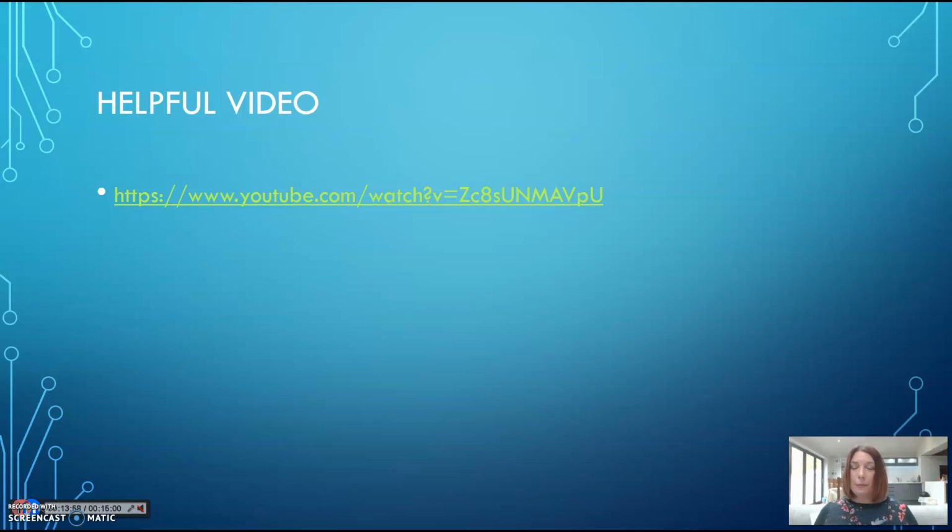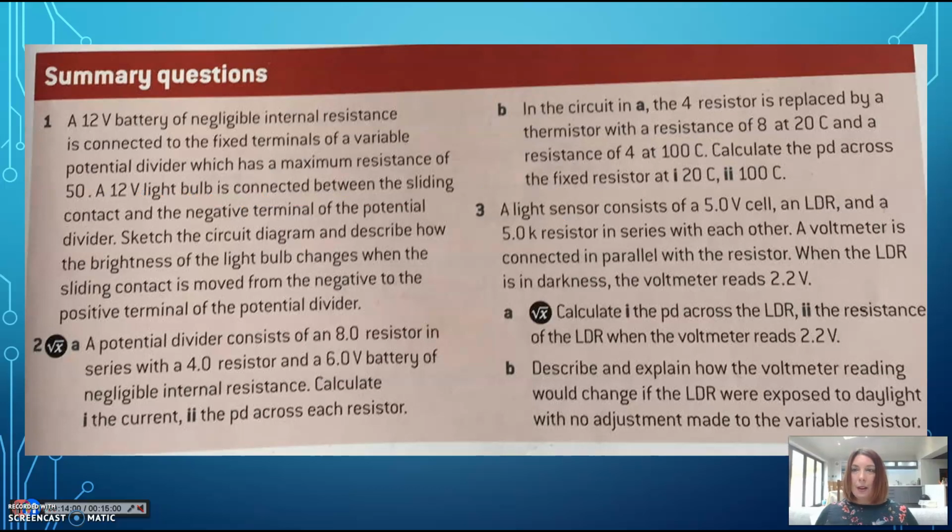This is a really helpful video to watch if you want to have a look about writing out the potential divider circuit. And then again, I want you to do the questions. So you can self-assess these next time, and then you'll upload a photo of them when they're self-assessed to prove you've done the work. And then for this piece of work, you should be self-assessing 13.4 questions and uploading your answers to those to check that you understood them. Okay. Any questions? Let me know.